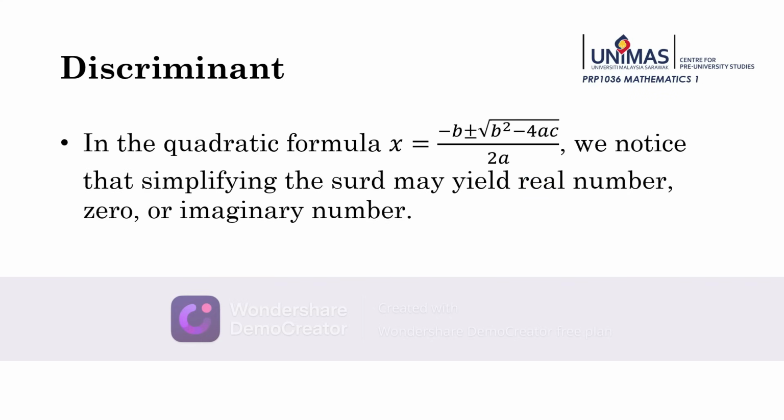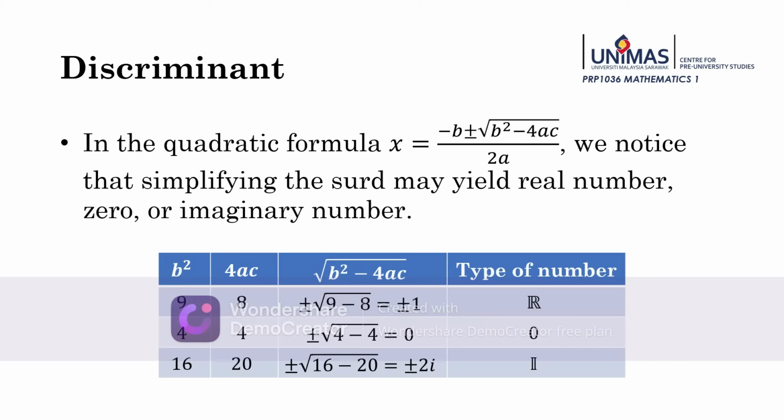So in the quadratic formula, we have x equals minus b plus or minus the square root of b squared minus 4ac, over 2a. We notice that simplifying this may yield a real number, 0, or an imaginary number. So for example, if your b squared is 9 and your 4ac is 8, 9 is greater than 8, so inside the square root we get a positive number, and the solution or the root will be a real number.